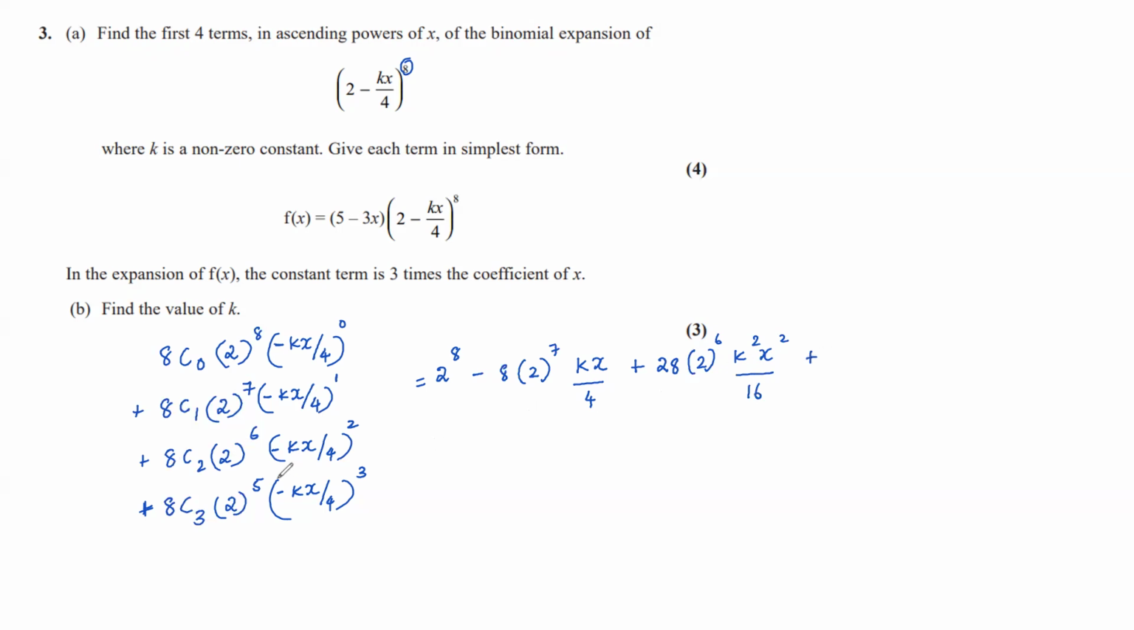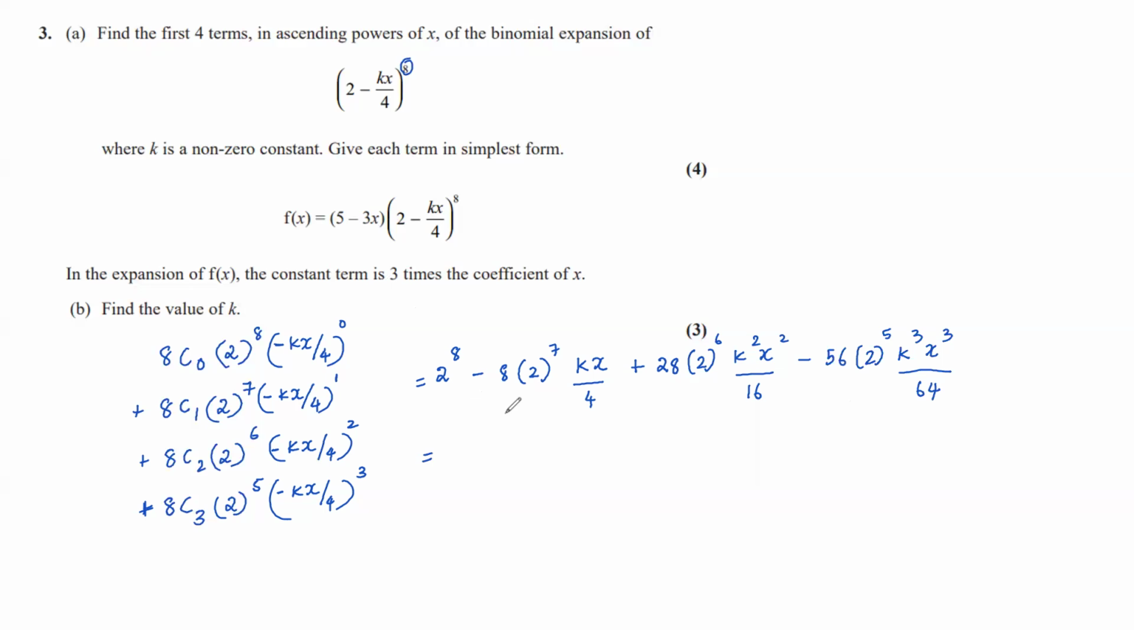Finally, the last term here, 8C3. Put that in calculator, that's 56 into 2 to the power of 5 into minus kx by 4 the whole cube. A negative number to the odd power will always give you a negative answer. So this will become minus 56, 2 to the power of 5 into k cube x cube divided by 4 cube, which is 64. So now these are the first four terms of this binomial expansion.